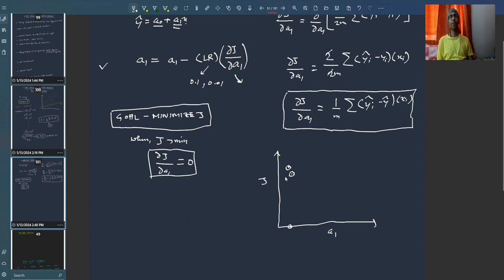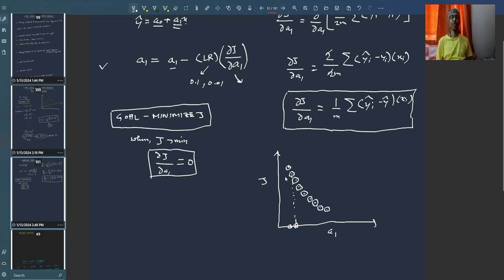We again assign the new A1, the new value of A1 that we have arrived at, which is somewhere here. The LR we will keep constant. Del j del A1 we calculate once again, and we execute this equation once again. Let's say it will come here. Like this, what we will find is this equation is taking the j downwards.